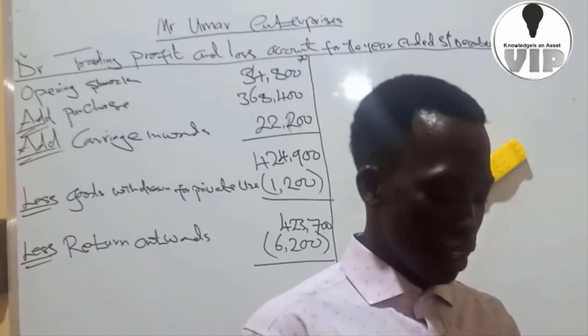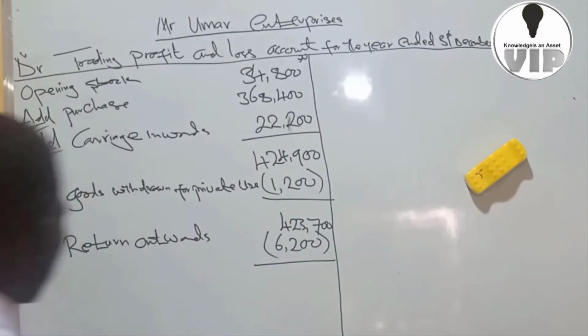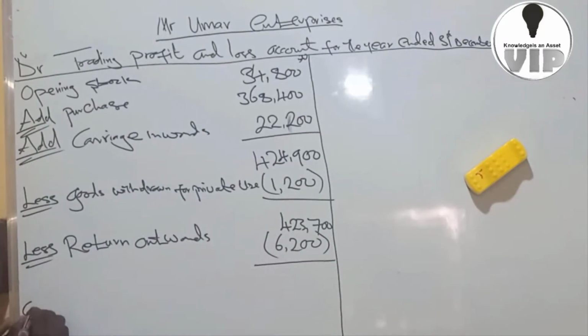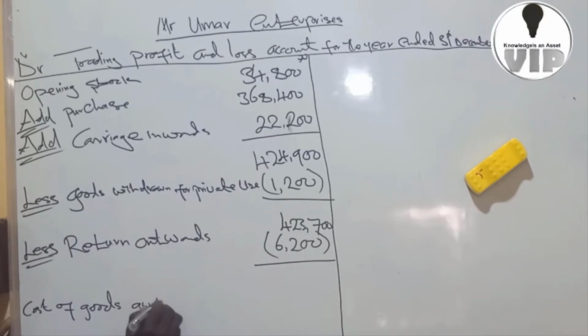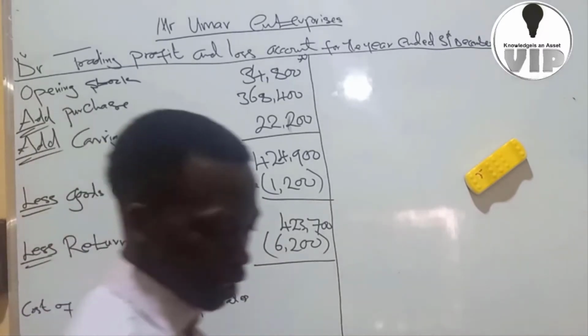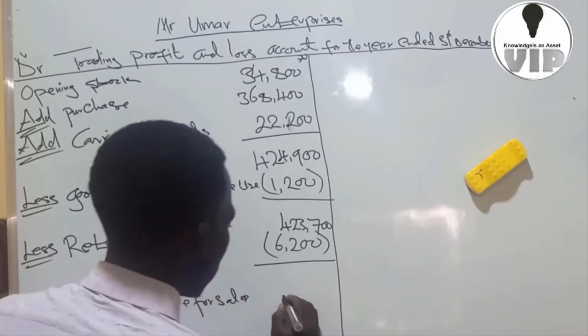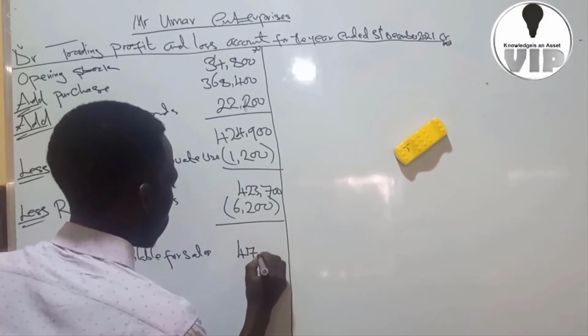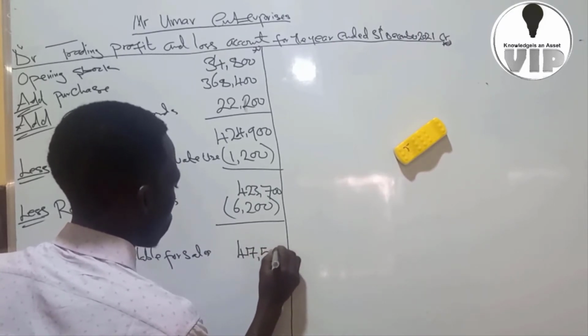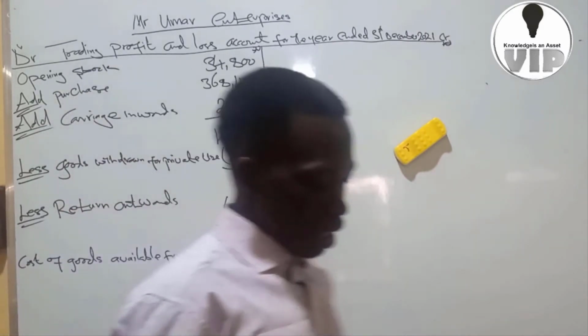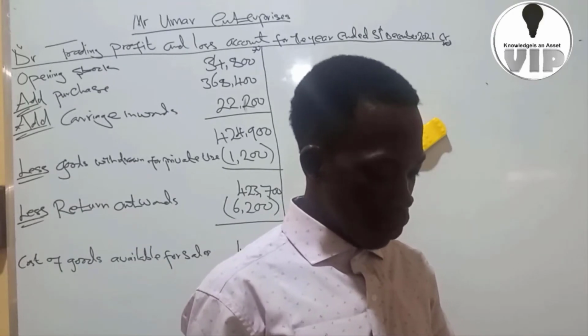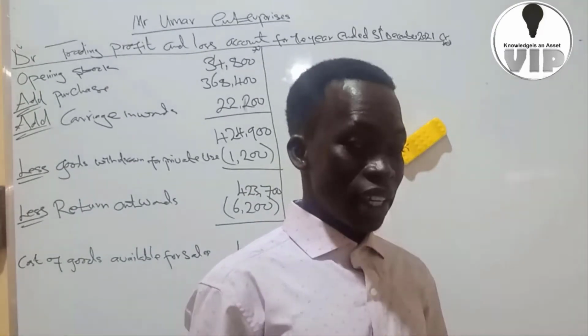which is 417,500. Is 417,500. Then what next? Then from this cost of goods available for sale, we are going to say less closing stock.